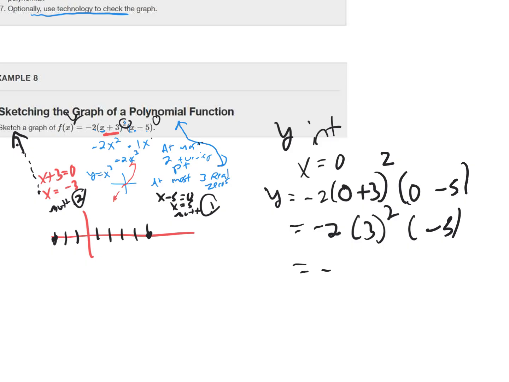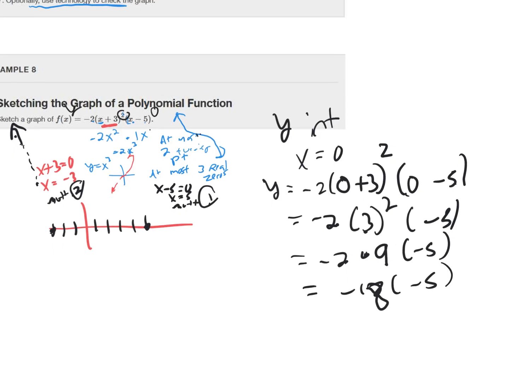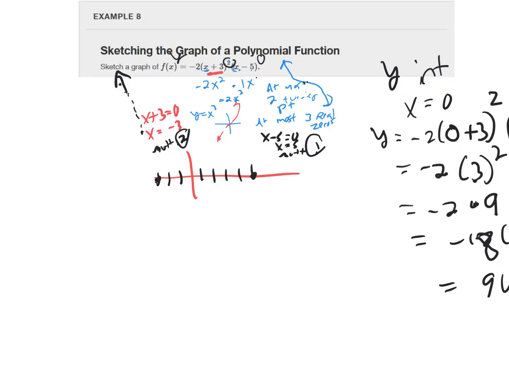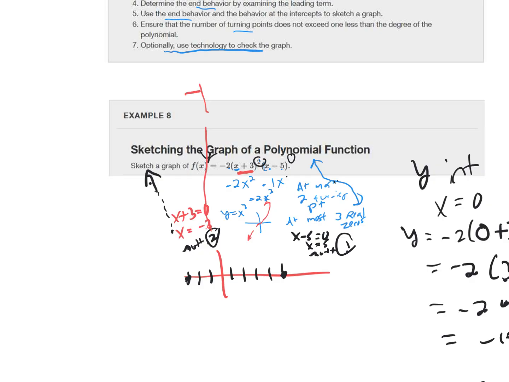That turns into a negative 2 times 3 squared is 9 times a negative 5. That turns into a negative 18 times a negative 5. Let me do that. 18 times 5, and that's 40, 90, positive 90. Wow, that's not exciting. Let me make my axis a little taller here. Up here to 90, way up there. Okay, so I have everything I need now.